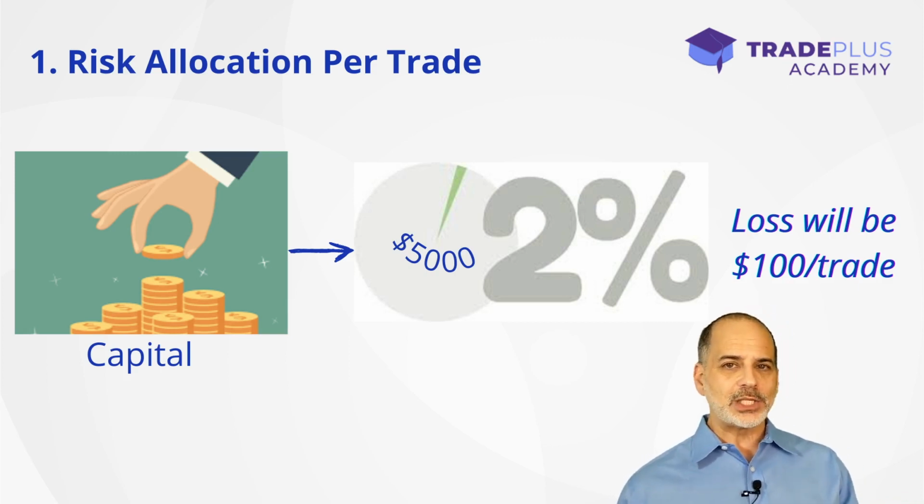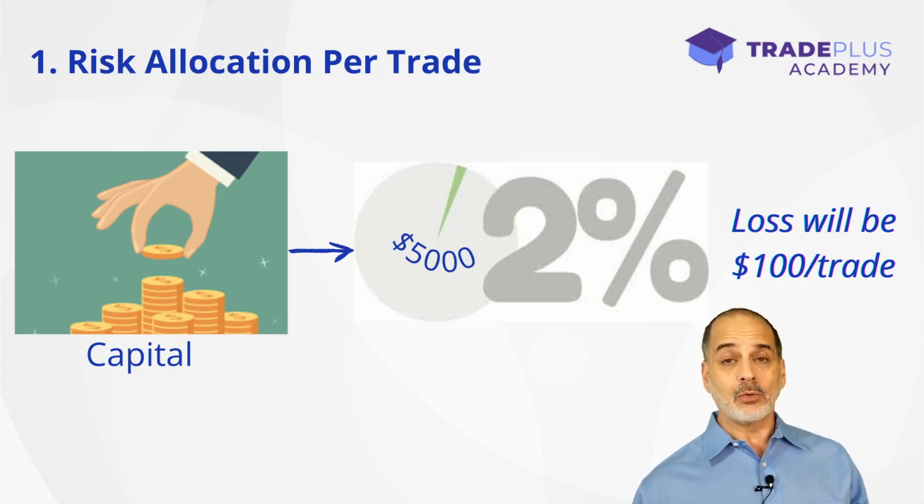A 2% loss per trade would mean that you can go wrong 50 times in a row before you blow up your capital. However, this is highly unlikely if you have a rational plan in place to make your trades.